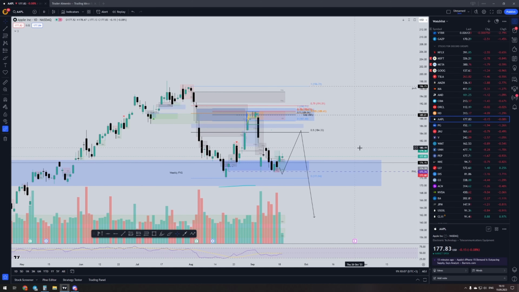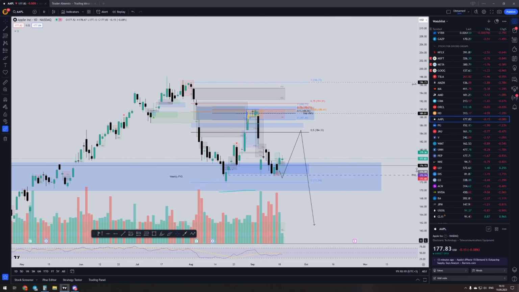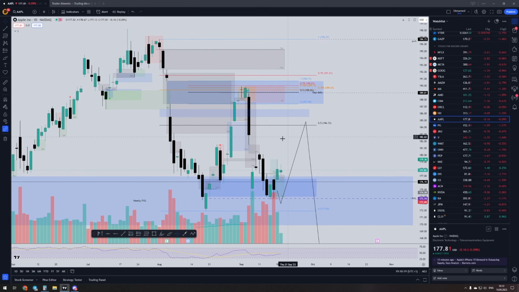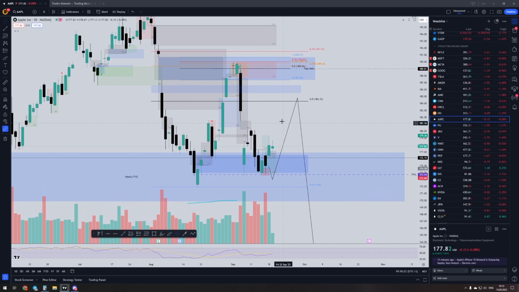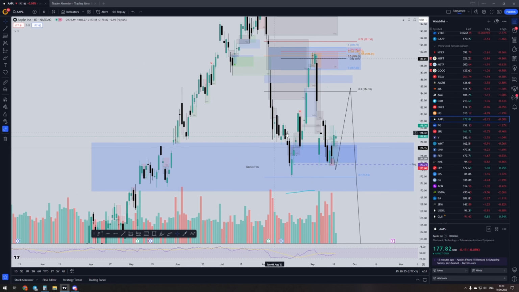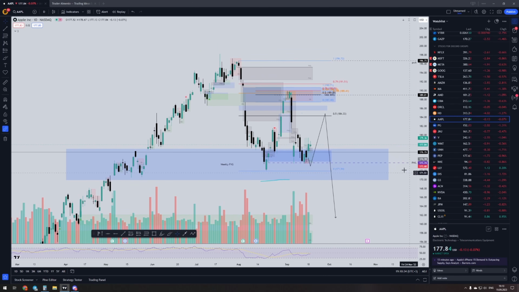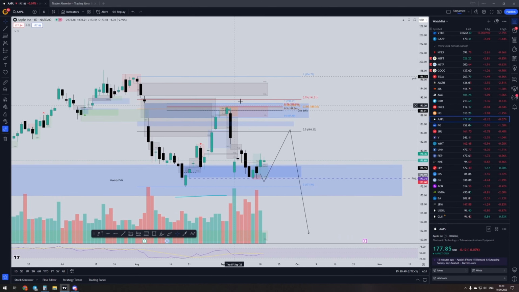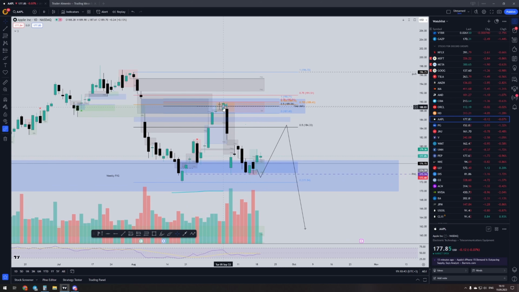So what I'm waiting for: I mark my zone, so it's fair value gaps, any inefficiency. Then key levels, previous monthly high, previous weekly high, previous daily high, right? Then what am I waiting for? I'm waiting for price to come into my zone. So price came to my zone right here, to this daily gap, and I've been building a position right here.